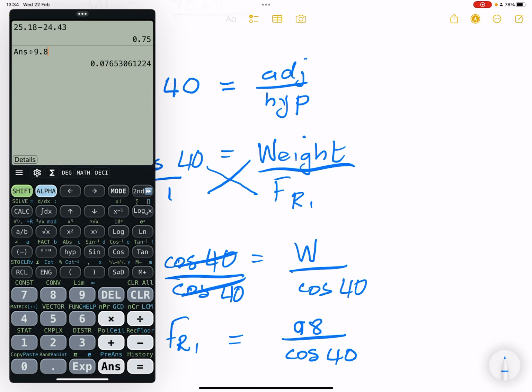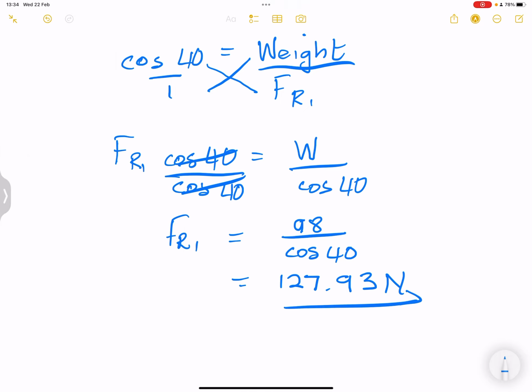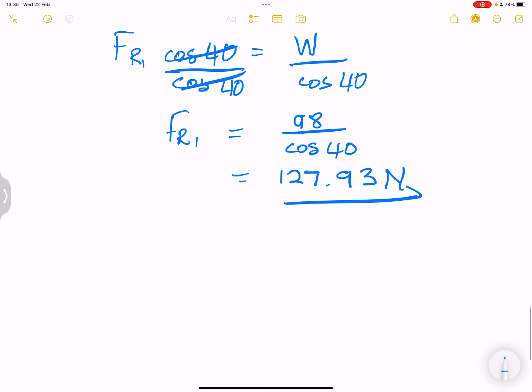Let's see what that gives us. 98 divided by the cos of 40, and we get a force of 127.93 newtons. Okay, so that is how we'll get that. And by the way, you can use scale drawing to get that force. If you haven't watched our video on how to calculate the resultant using scale drawing, please do so and you'll understand what I'm talking about.